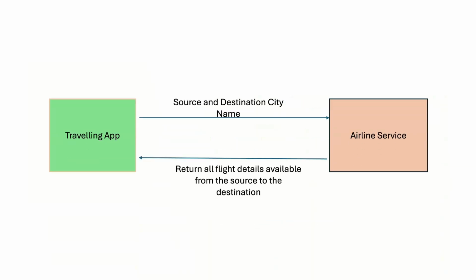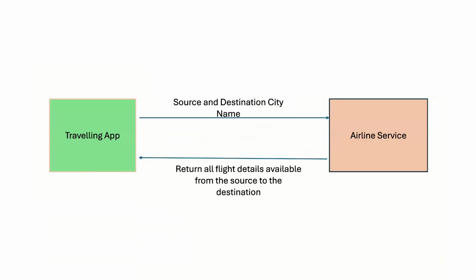Picture this. You're planning an epic trip to Goa. What's the first thing you do? You grab your phone and open a travel app to book your flights and hotels. Have you ever wondered how this app magically knows all the flight schedules? Well, today, we're going to uncover that magic.